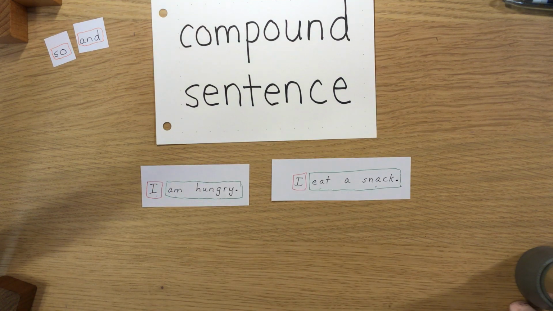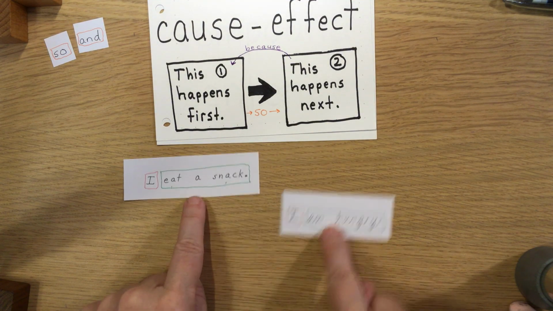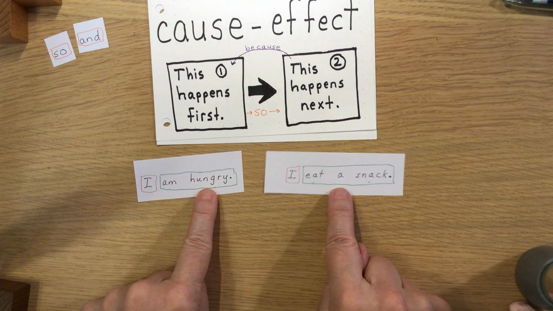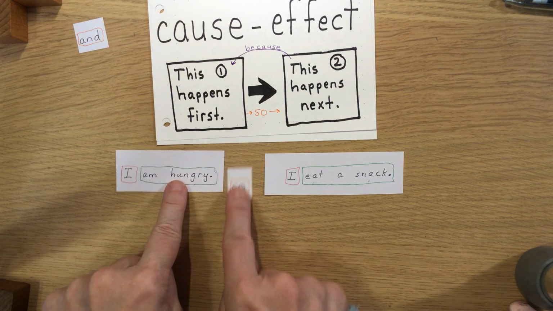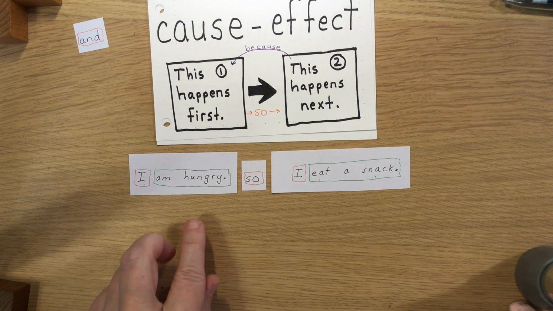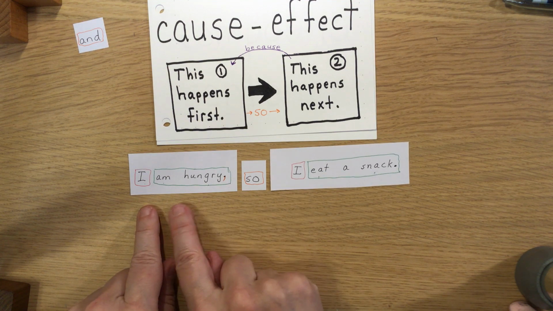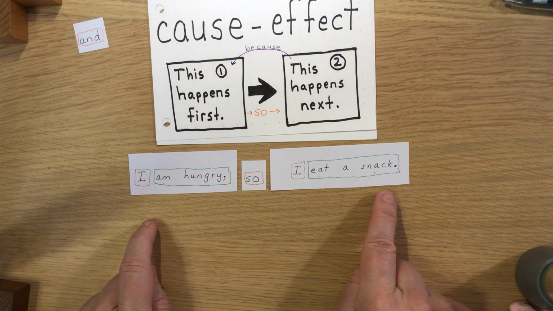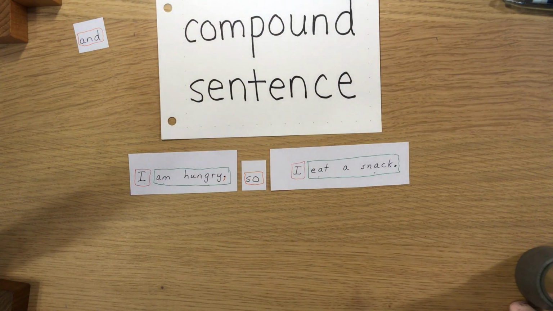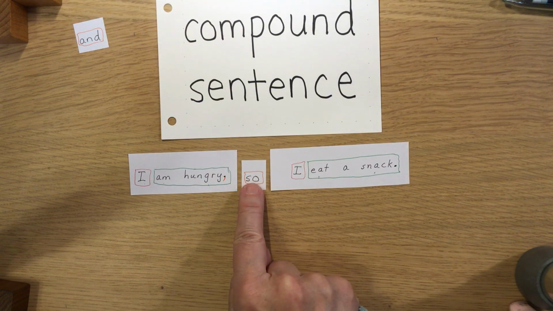Well, this is an example of cause and effect. What happens first? Do I eat a snack first and then I am hungry? No, I am hungry first, and so then I eat a snack. So I can use this glue to say, I am hungry, so I eat a snack. And all I need to do is turn this into a comma. The I stays capital, so my sentence is, I am hungry, so I eat a snack. That is a compound sentence because I have two independent clauses that are joined together by the word so.